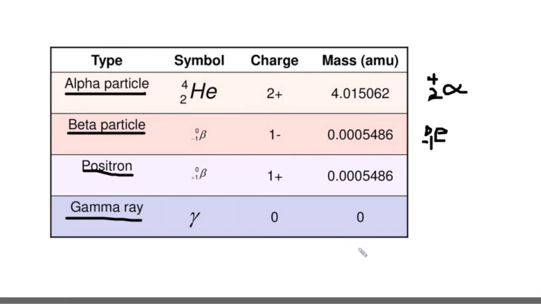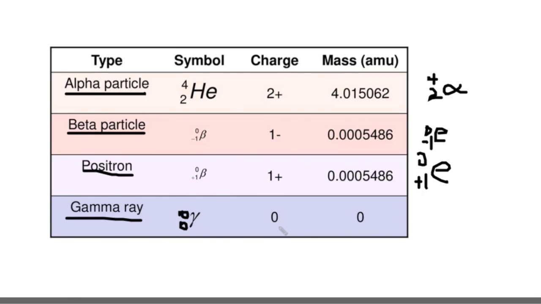Positrons have the same mass as an electron but have a positive charge instead. They're written as beta 0 over +1. They can also be written as e 0 over +1. Gamma rays are photons of very high energy electromagnetic radiation, but they have no mass or charge. They're written as gamma, and usually they're given as 0 over 0, sometimes they're not.